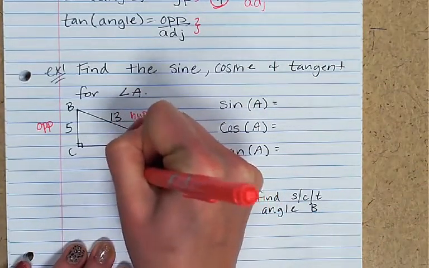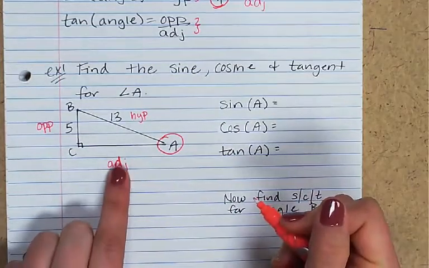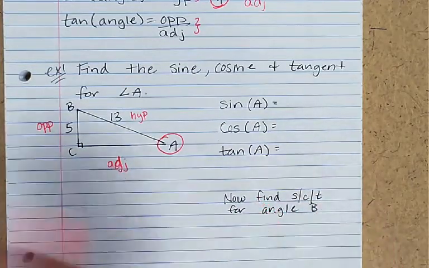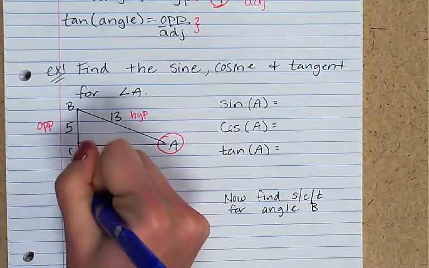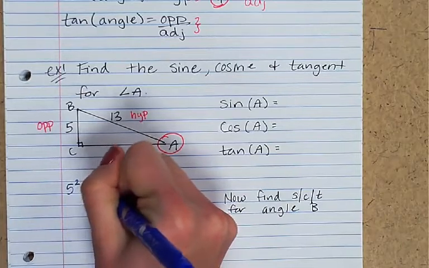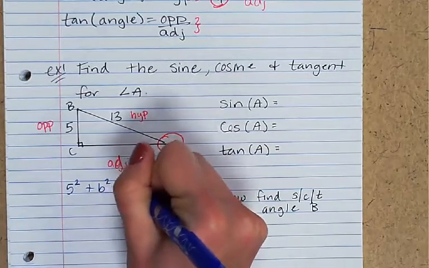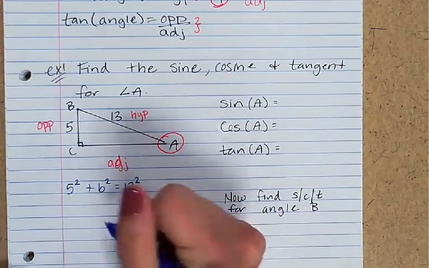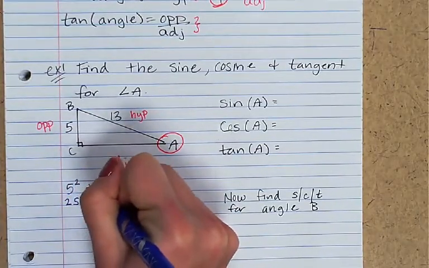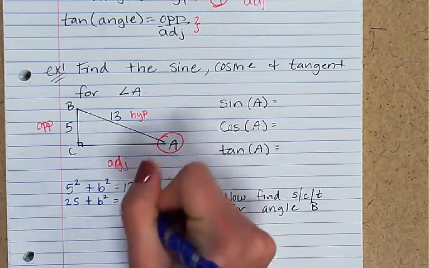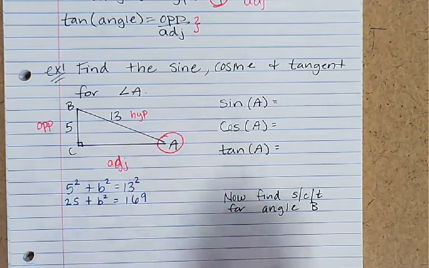Oops, A, D, J. But we've got an issue. We don't have a length for the adjacent. So what we're going to do is, it's still a right triangle. We're going to do the Pythagorean theorem to solve for that length. So side squared plus side squared equals the hypotenuse squared. So if I solve this, I get 25 plus b squared. Remember, the hypotenuse is the one that goes by itself, not necessarily the unknown.